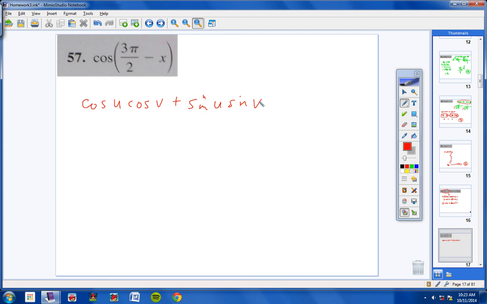And here we go, cosine of u, that would be cosine of square root of 3 over 2, which is 270 degrees. Cosine of v is cosine of x plus sine of u is sine 270, and then sine of v would be sine of x, because this is u right here, and this is v right here, okay?